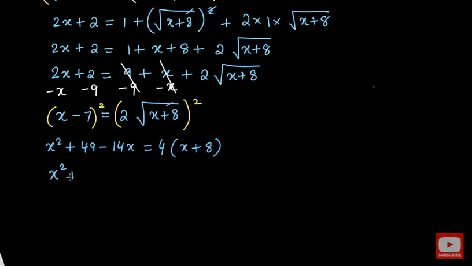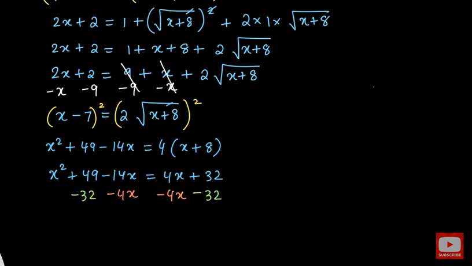x square plus 49 minus 14x equal to, multiply 4 inside the bracket, so 4 times x is 4x plus 4 times 8 will be 32. Let's bring all the terms to one side. We don't want any terms on the right side, so we have to subtract 4x from the right side as well as the left side. In the same way, we don't want that 32, right? So let us subtract 32 on the right side and 32 on the left side.